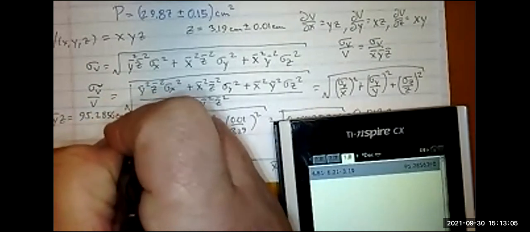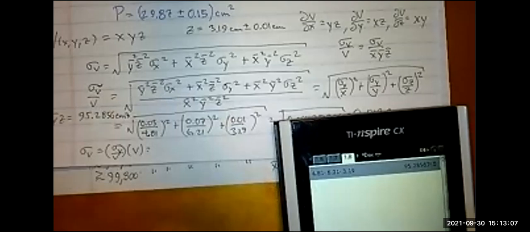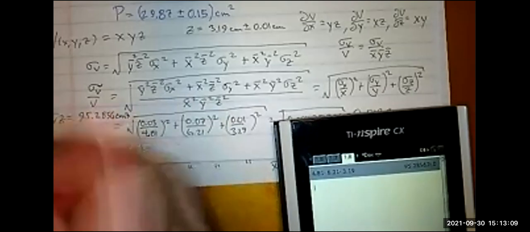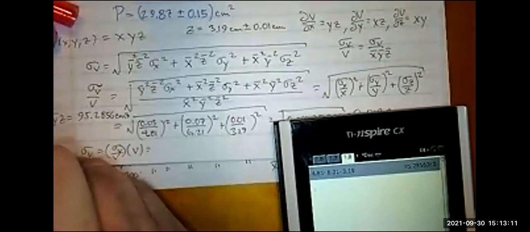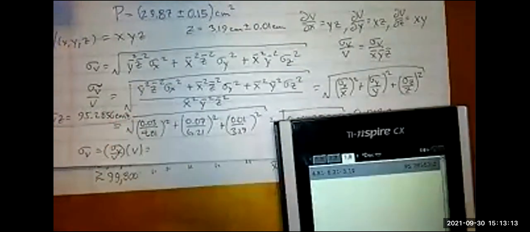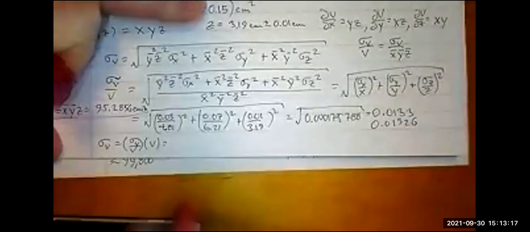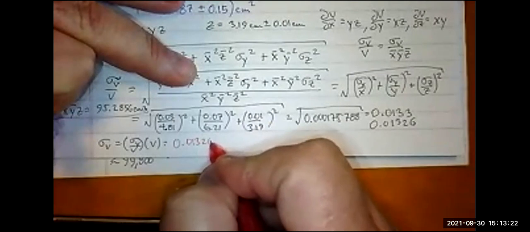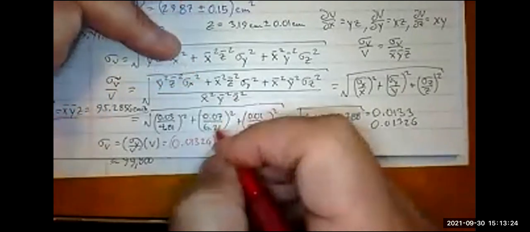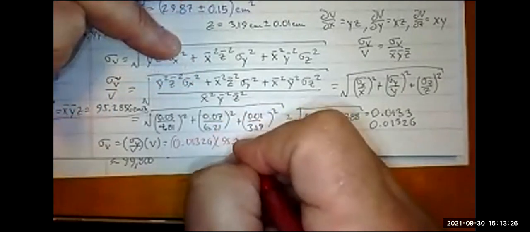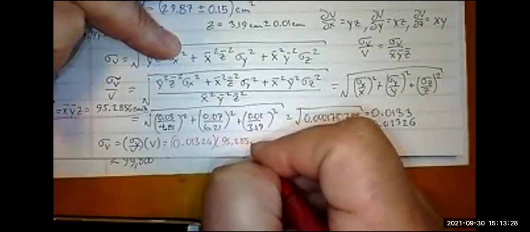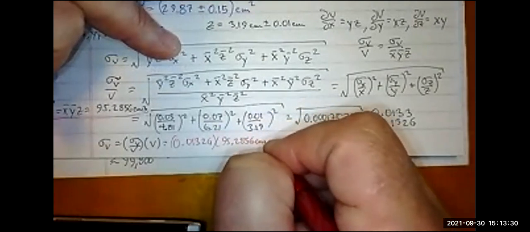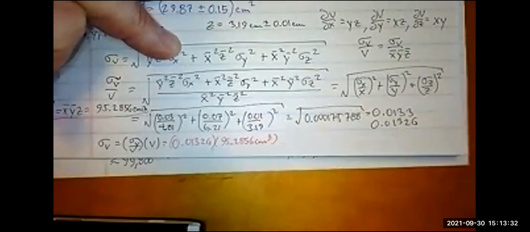And that's centimeters cubed. Okay, so I'm going to write this answer over here and underline it so we don't lose it. Okay, so now I need to take this 0.01326, which has no units, and multiply it by 95.2856 cubic centimeters.